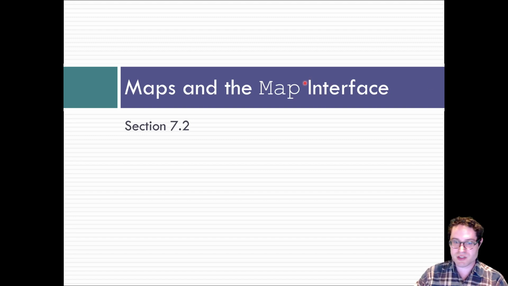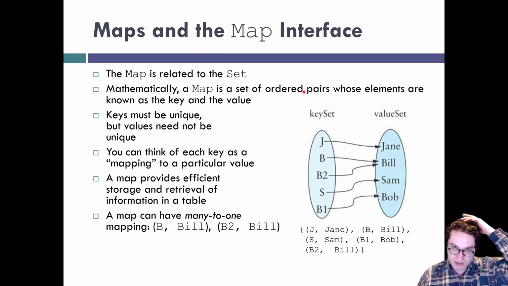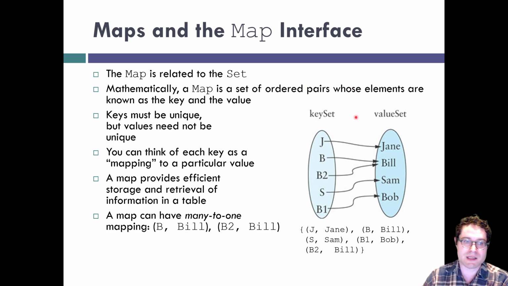So maps are just the slightest bit trickier than sets, but they're also way more useful. Sets are fairly limited, but maps are basically the most powerful data structure there is. It's related to a set in the sense that it's almost like two sets. It is mathematically defined as a set of ordered pairs whose elements are known as the key and the value, and we use that notation here where we have the keys and the values.